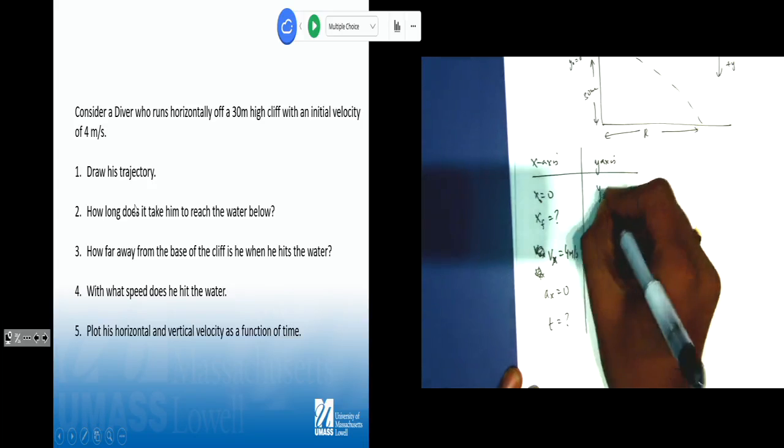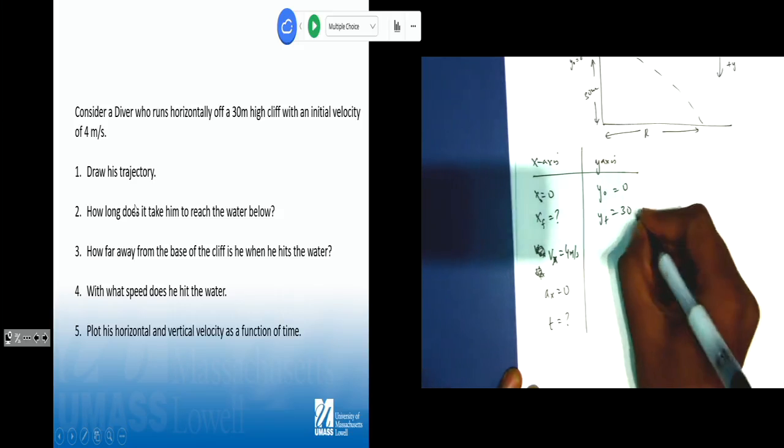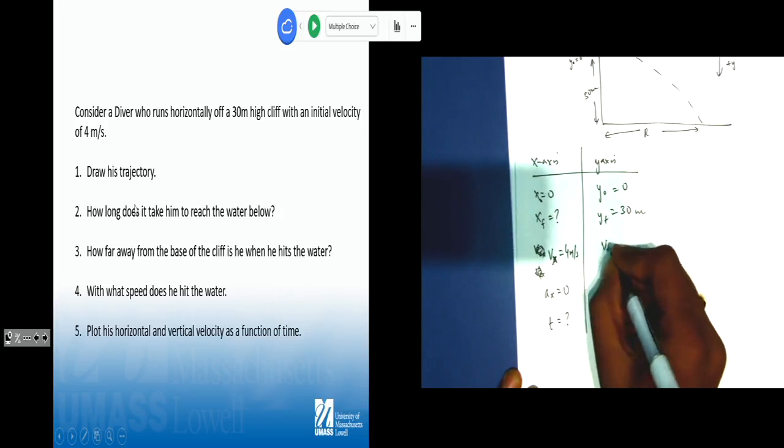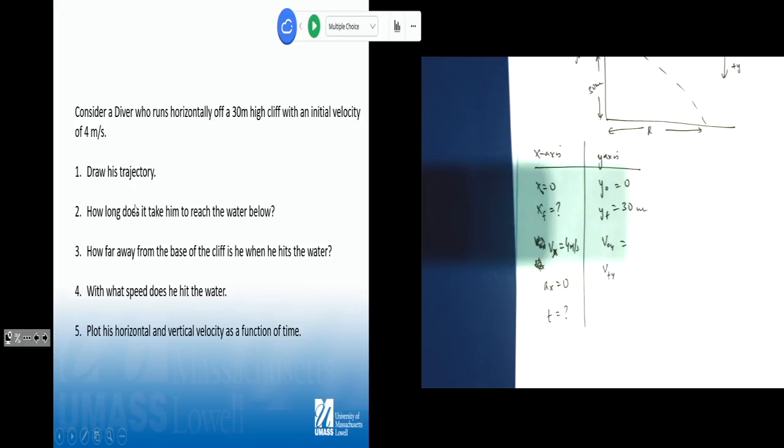Now, do the same thing for the y. Y initial is 0, y final is 30 meters. V initial in the y, V final in the y. What is my initial velocity in the y-axis? 0, right? Because he jumped horizontal. If he made an angle with the x-axis while jumping, I need to resolve that initial velocity and find the initial velocity with the y-axis. In this case, it just so happens that his initial velocity was completely along this. So there's nothing in the y.